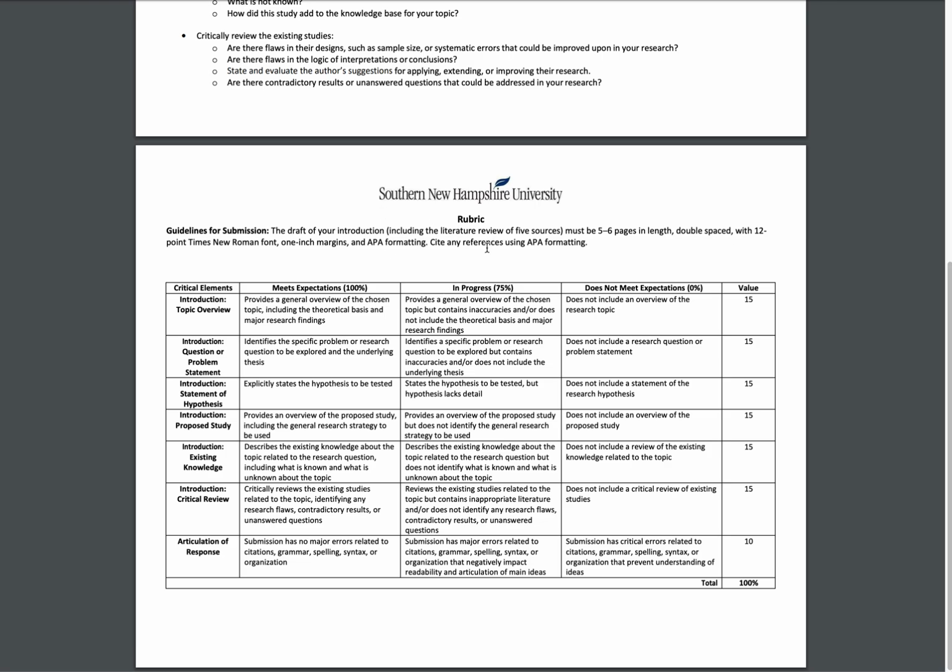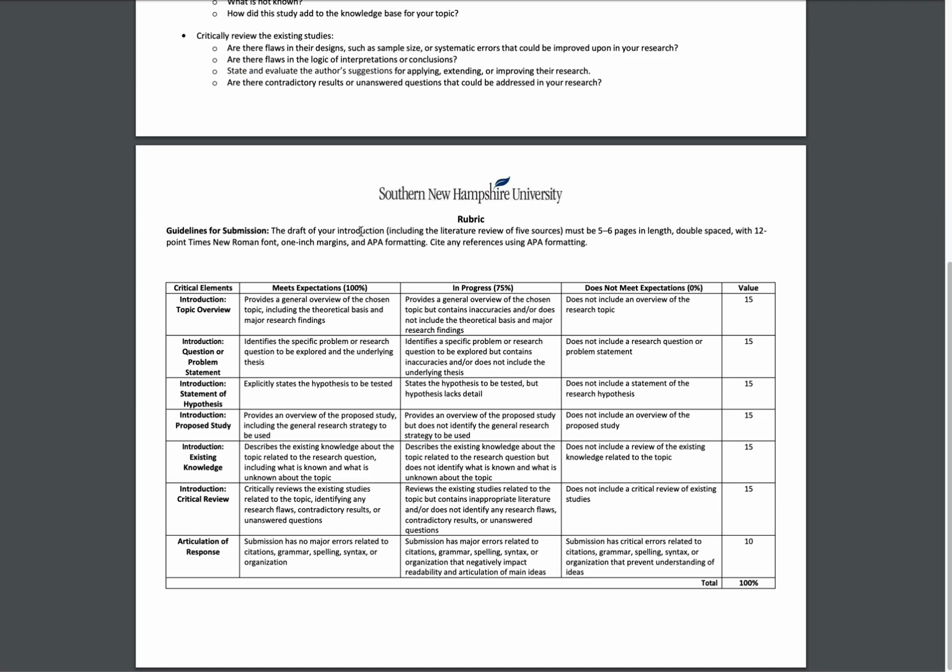So basically you're giving a summary of each article that you've chosen, and at the moment you have 5 of them. But for the final project, for this introduction section, you have to have 10 in all. So you'll continue to add to this. But for milestone 1, you only have to write up 5 of them.